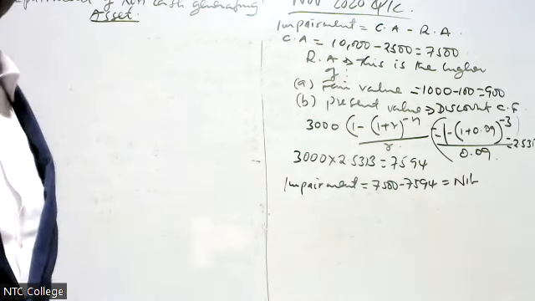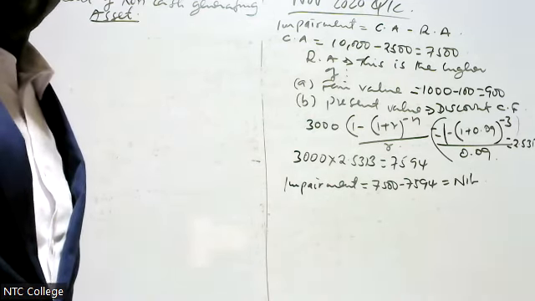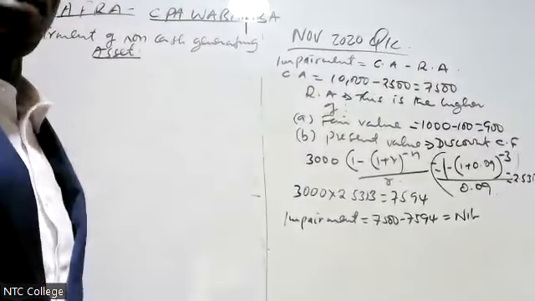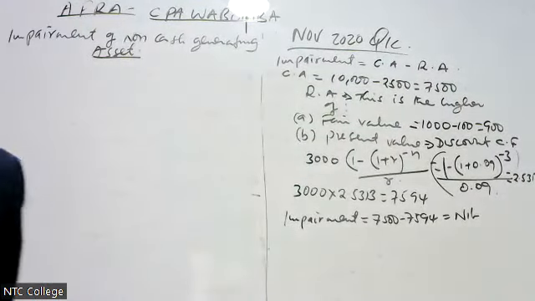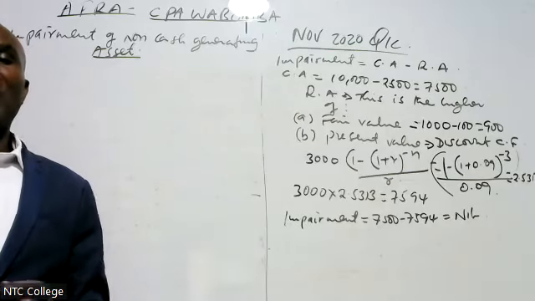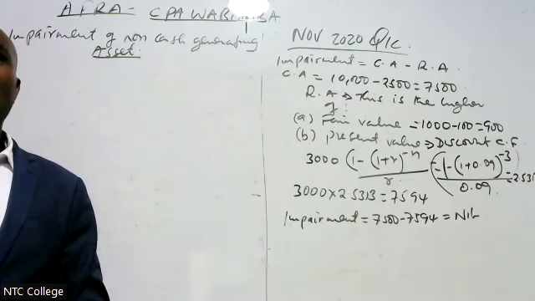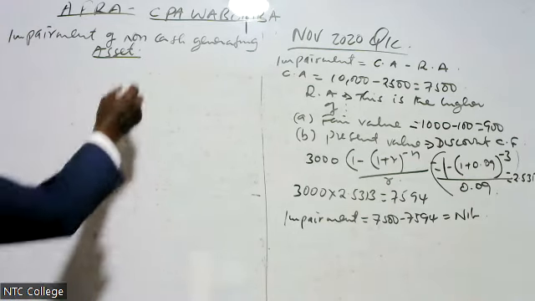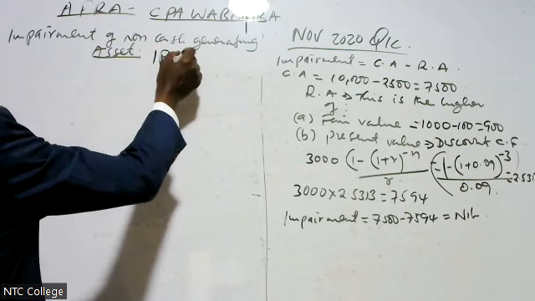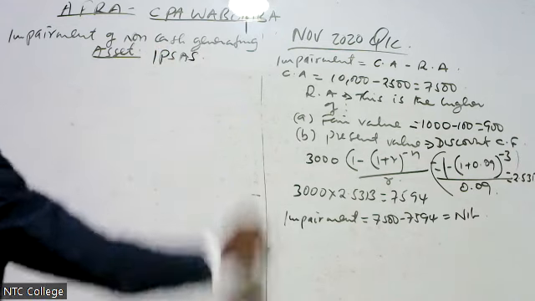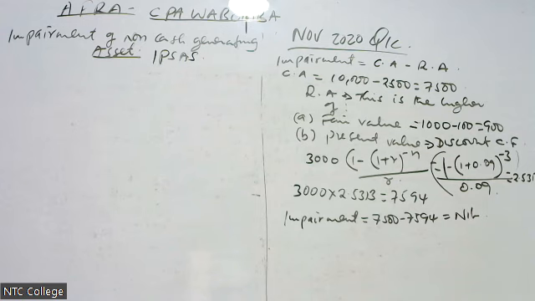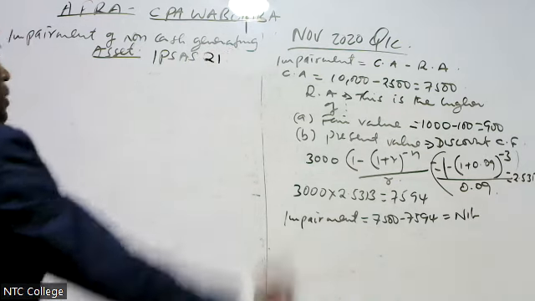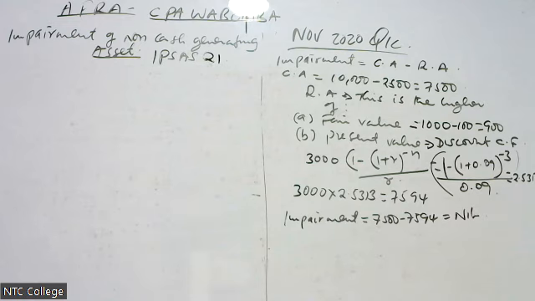Now, whatever we were discussing there was impairment of assets under IAS 36, which is impairment of cash generating asset, that is private company. This is IPSAS. IPSAS means International Public Sector Accounting Standard, IPSAS 21. Impairment of non-cash generating assets, IPSAS 21.